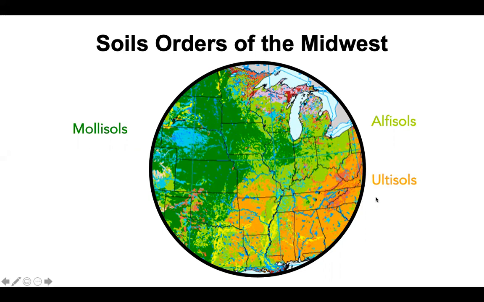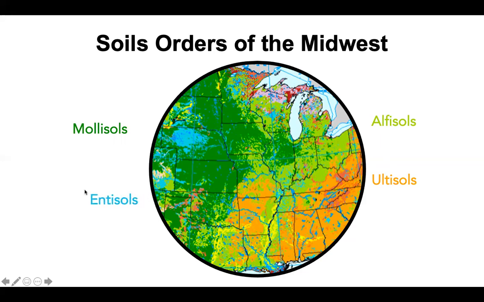Then in the Southeast, we have ultisols. Now remember, ultisols are highly weathered soils, which makes sense. Down here in the Southeast, we have lots of rain and lots of warmth, so you get some pretty highly weathered soils. And similarly, you can see a bunch in the southern half of Missouri.